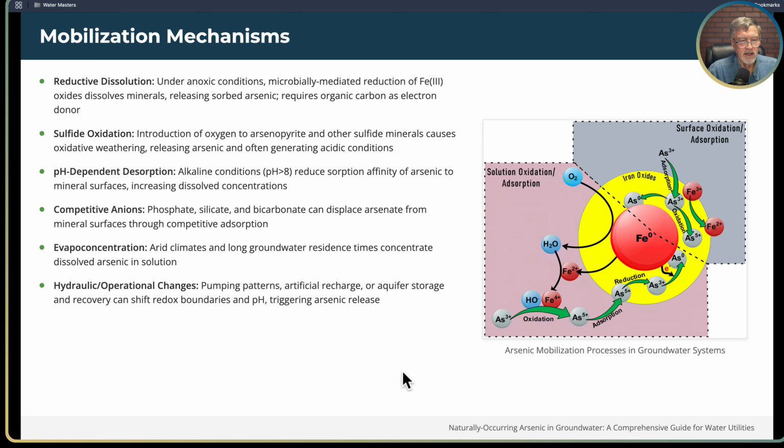Evapoconcentration: arid climates and long groundwater residence times concentrate dissolved arsenic in solution. That's why we see some of these dry lake beds in the Southwest having high arsenic concentrations, because of the arid conditions, and a lot of these are closed basins. The groundwater has nowhere to go, so you have high residence times, and that's going to increase your arsenic concentrations.